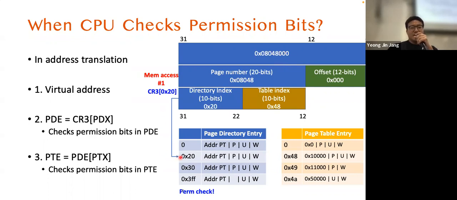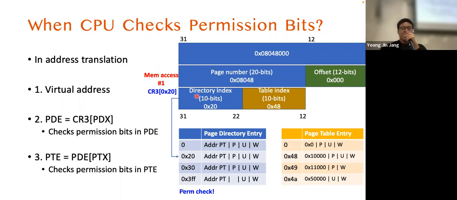Then the CPU will see the page directory entry and take a look at the flags. So P is there, U is there, W is there. That means the entry is valid, and this is user accessible, and it is also allowed for write access. So for this page directory entry, we will allow any kind of access to the memory.